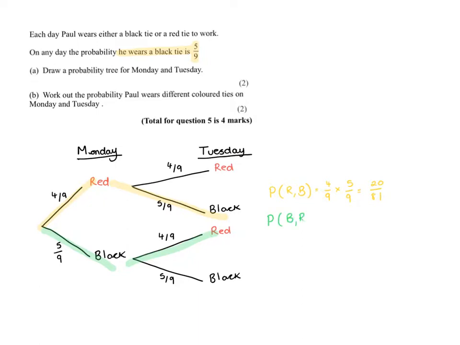And then the other option is the probability of getting black and red. So that would be 5 over 9 multiplied by 4 over 9. So because we're saying he could wear red and black or black and red, we need to then add these two probabilities together. So 20 over 81, add 20 over 81.